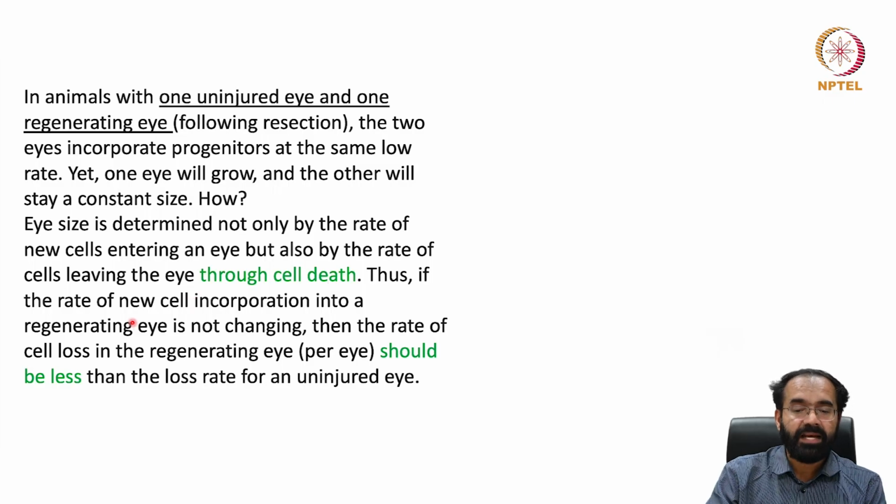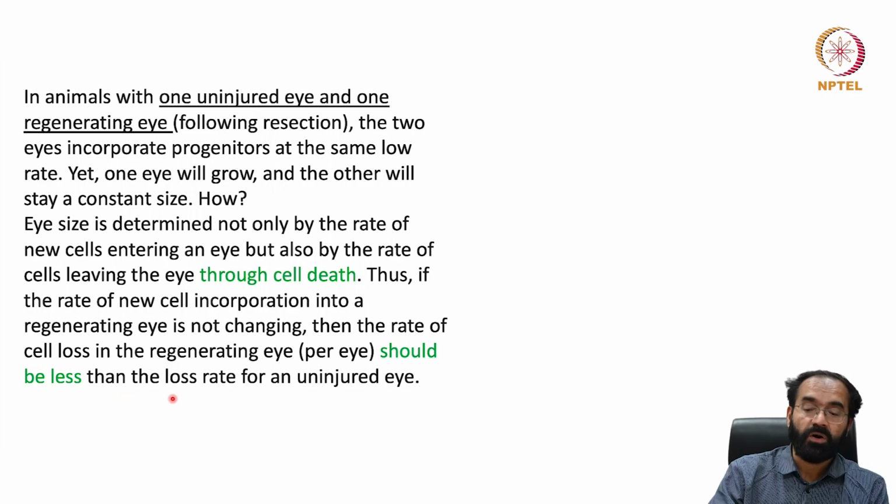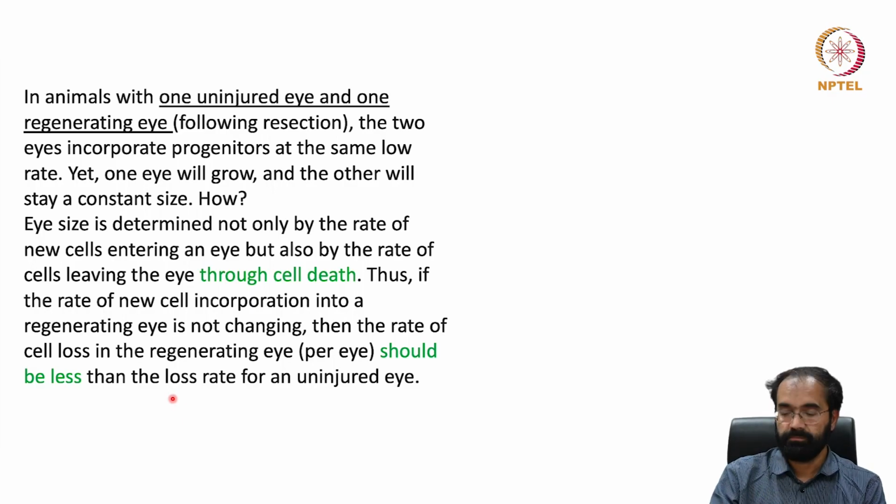Thus, if the rate of new cell incorporation into a regenerating eye is not changing, then the rate of cell loss in the regenerating eye per eye should be less than the loss rate of an uninjured eye. The uninjured eye has got many old cells. In the newly forming eye, every cell is young, and their only difference is by one day, whereas the existing eye may be a few months old.